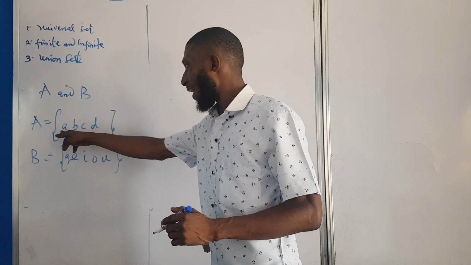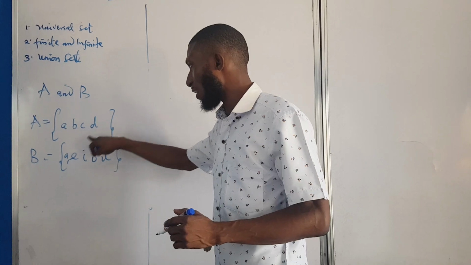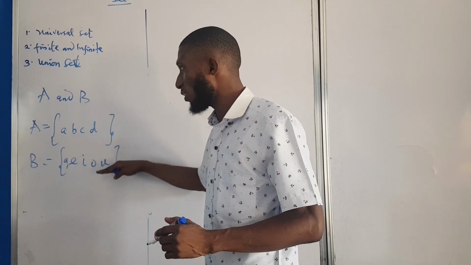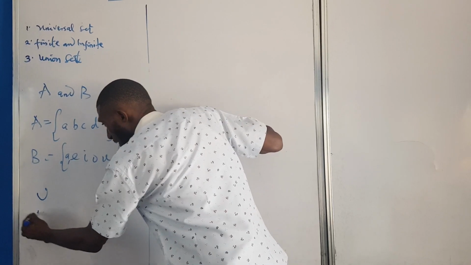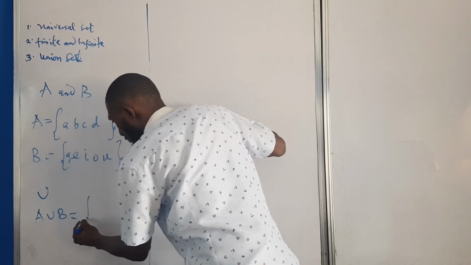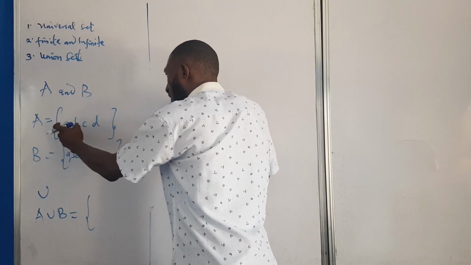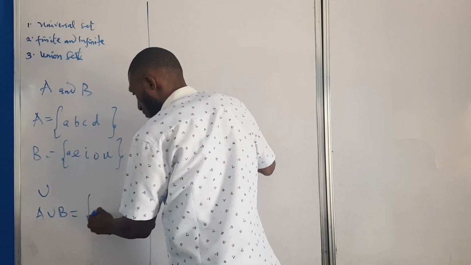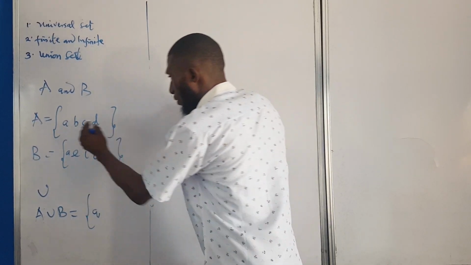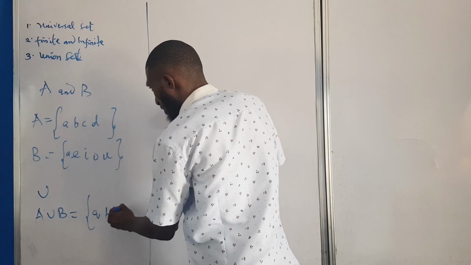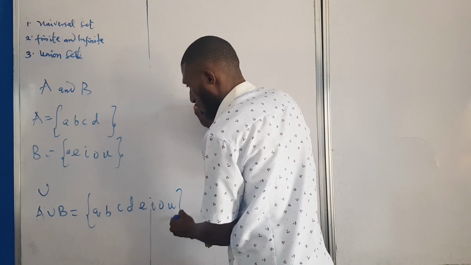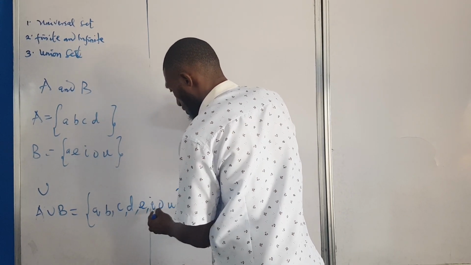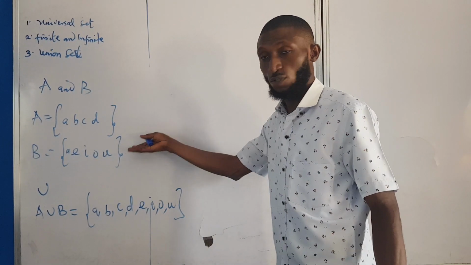I mean, anything you can see from set A and anything you can see from set B is the union of the sets. It is denoted by this: A union B. We can find A here and A here, so just pick one, no repetition. Then we have B, C, D, E, I, O, U. Like this. And this is the union of the two sets.